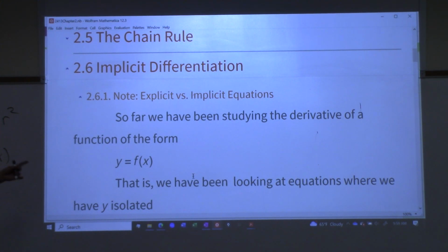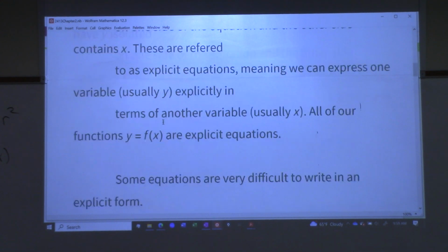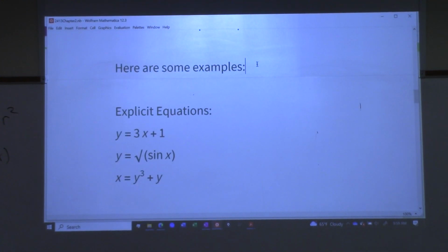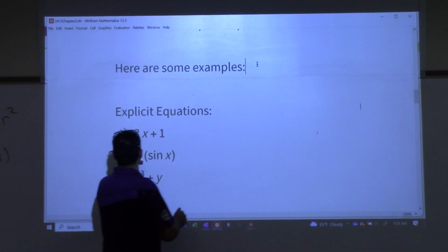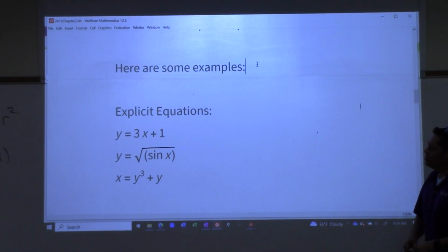So let's look at the difference between explicit and implicit equations. Everything you've studied in your life up to this point has been an explicit equation. I'm not going to go through all of this, I'm just going to show you. These are explicit equations. This one is missing the square root, and I don't know why. Look at all those equations.